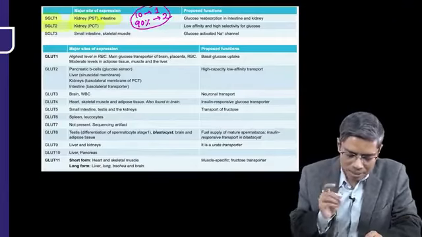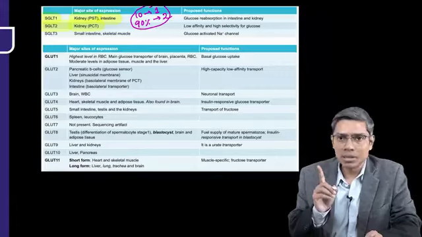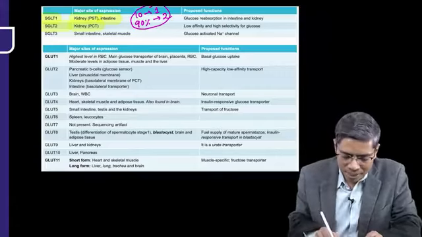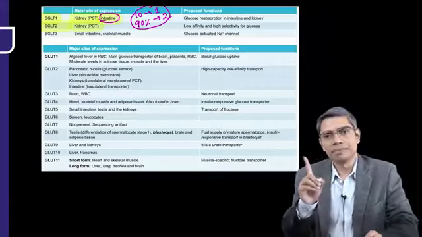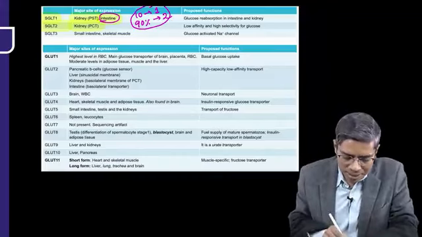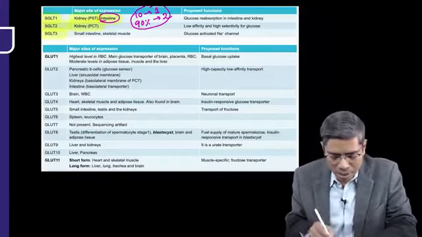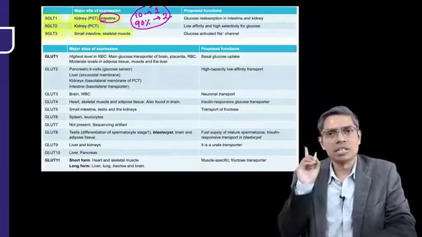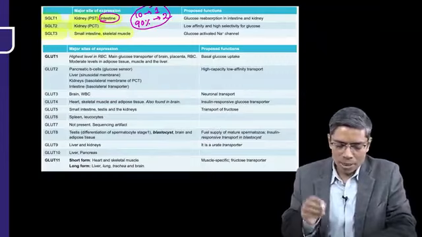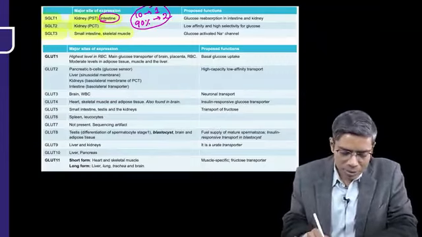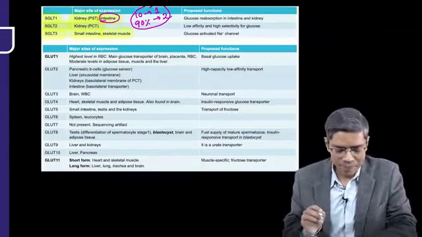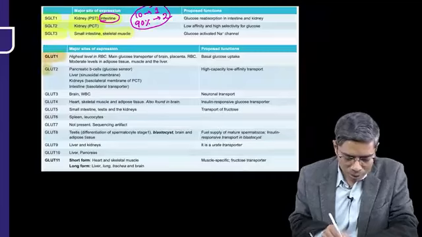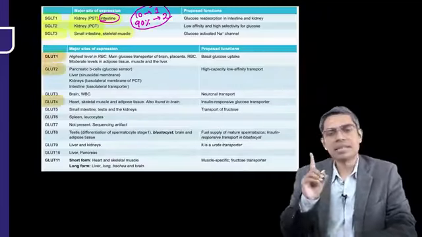But in the intestine, only one SGLT is present, and that is SGLT1, right? Sometimes SGLT3 can also be given in an MCQ. It is particularly present in skeletal muscle, and a little in the small intestine. Now looking at the GLUTs, there are different GLUTs. You don't have to remember all of them. You just remember GLUT1, GLUT2 and GLUT4 at least.